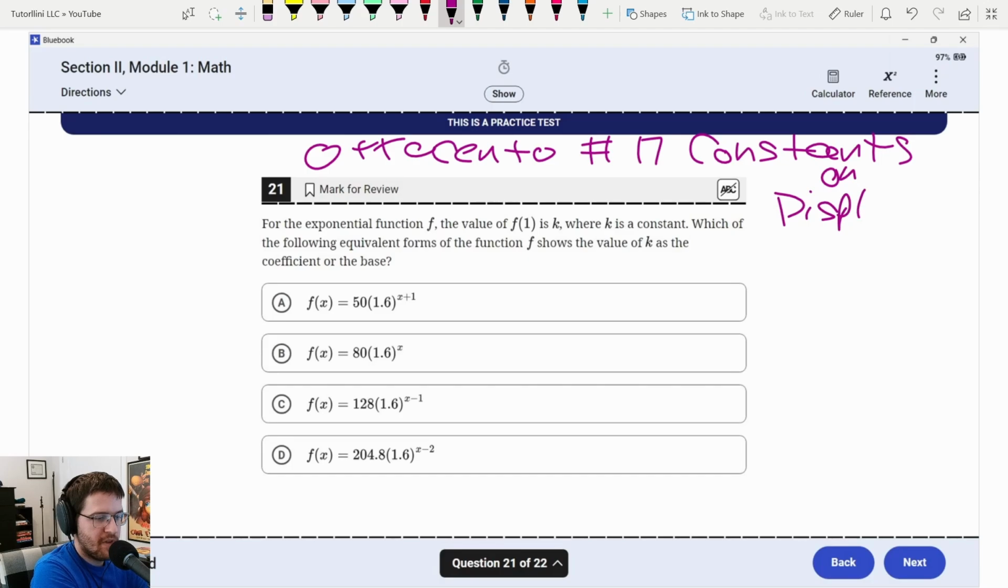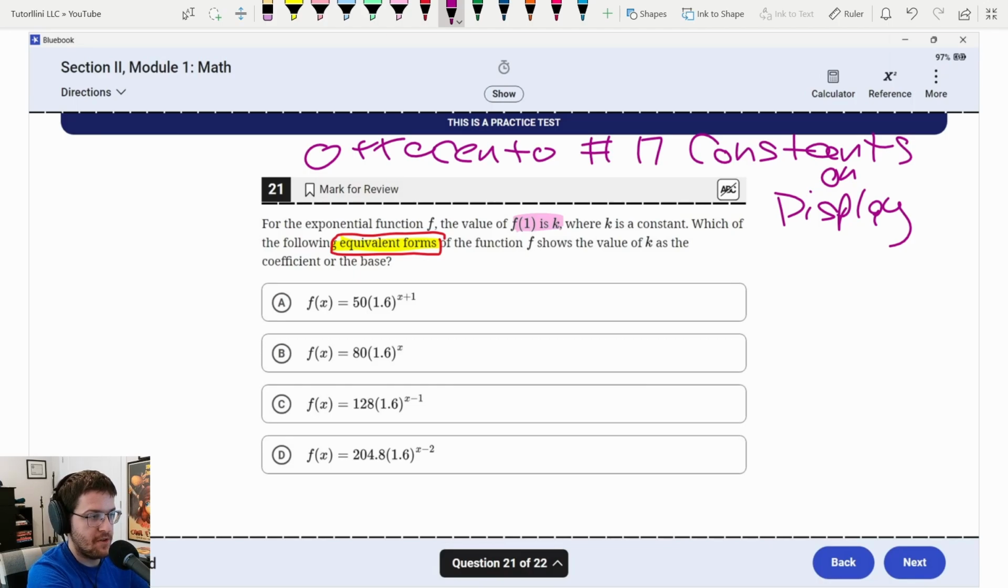All right, so first things first, I noticed that the question says equivalent forms. That is super, super important. What that means is that all the functions are the same thing, they're just written differently. So to figure out what f of 1 is, which the question wants me to find, I can use whichever choice I want. It's not the answer, but it'll help me figure out the answer.